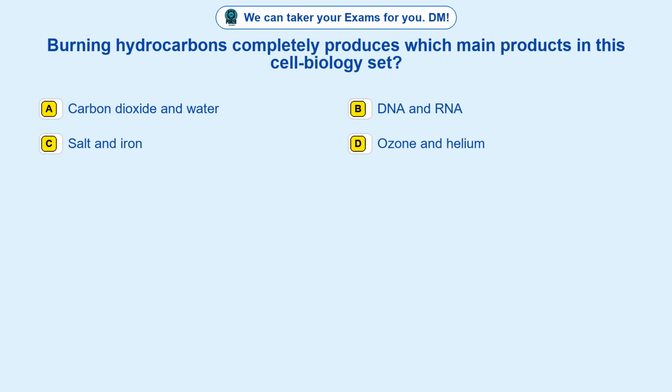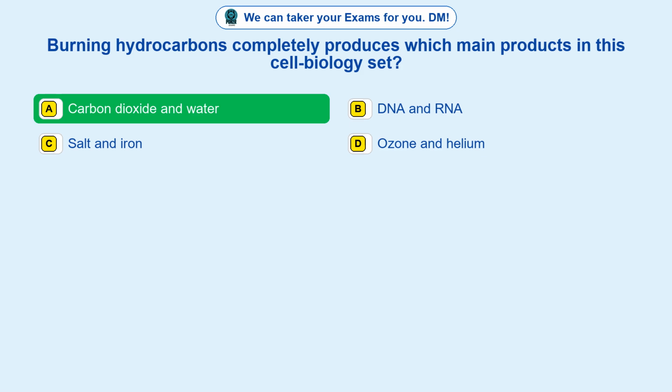Question 55. Burning hydrocarbons completely produces which main products in this cell biology set? Option A, carbon dioxide and water. Option B, DNA and RNA. Option C, salt and iron. Option D, ozone and helium.